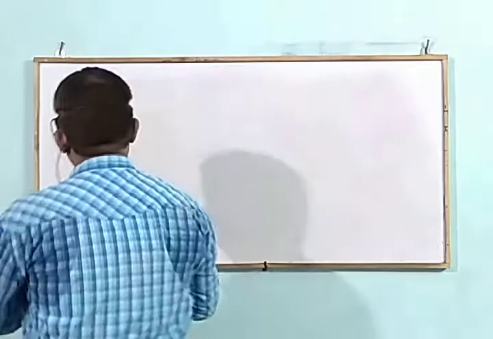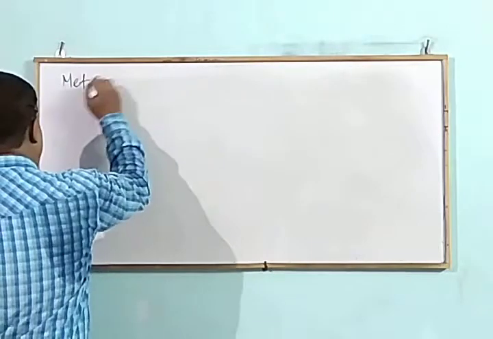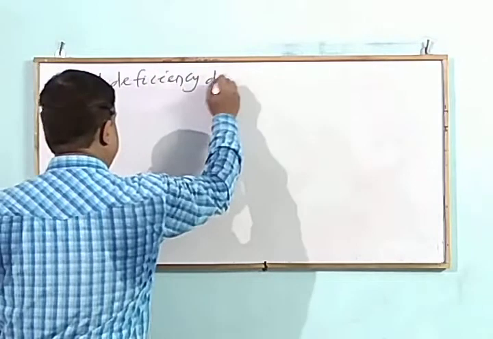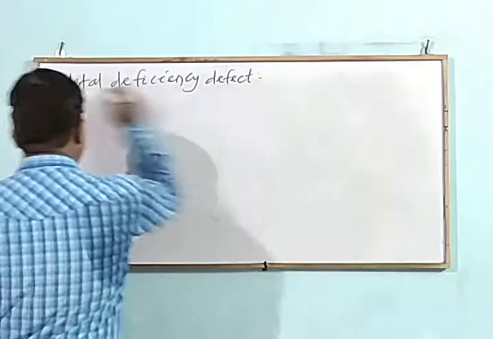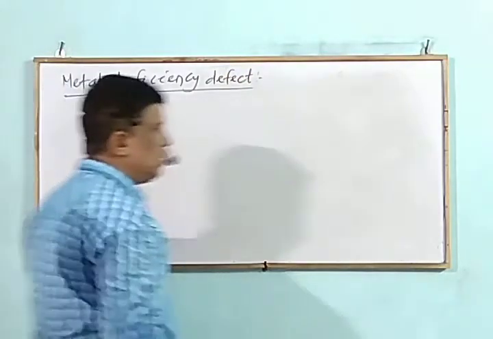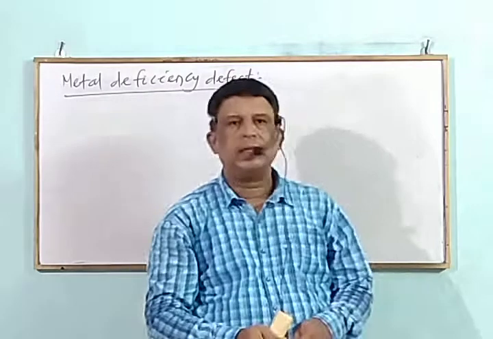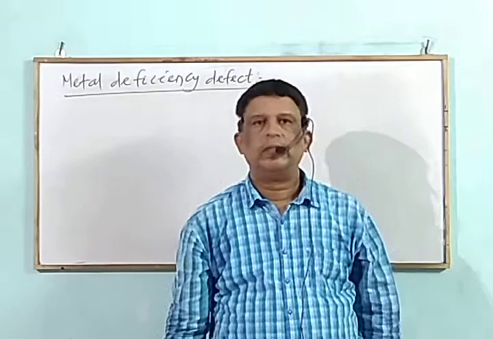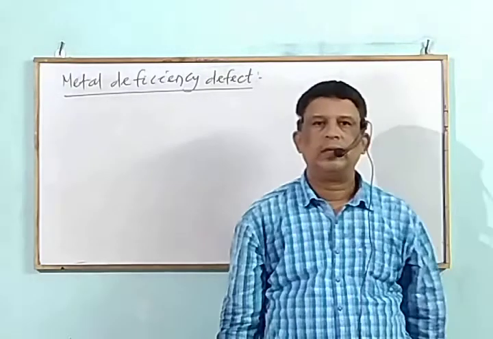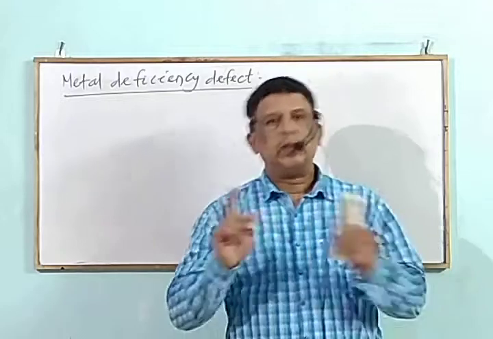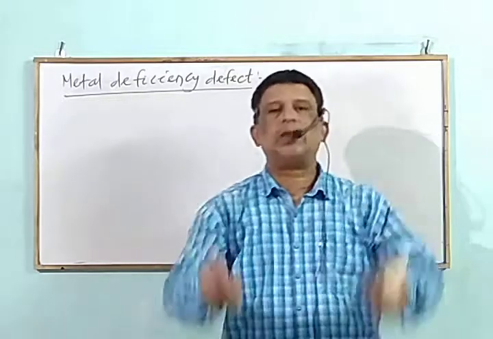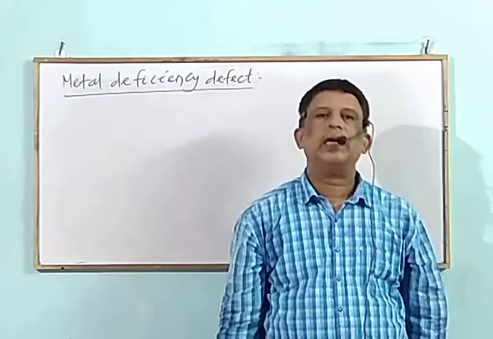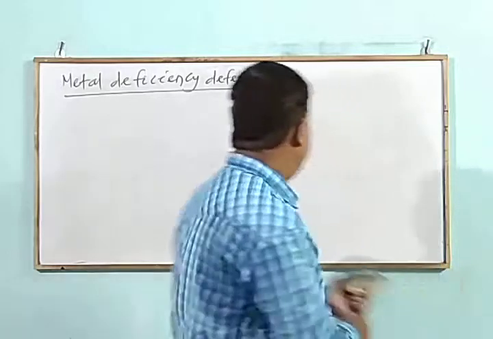Next point, that is metal deficiency defect. That means this type of defect arises when one metal cation is vacant from its lattice site and another nearby metal ion increases its oxidation state. Generally, this type of defect is shown by transition metal. Mark the diagram.